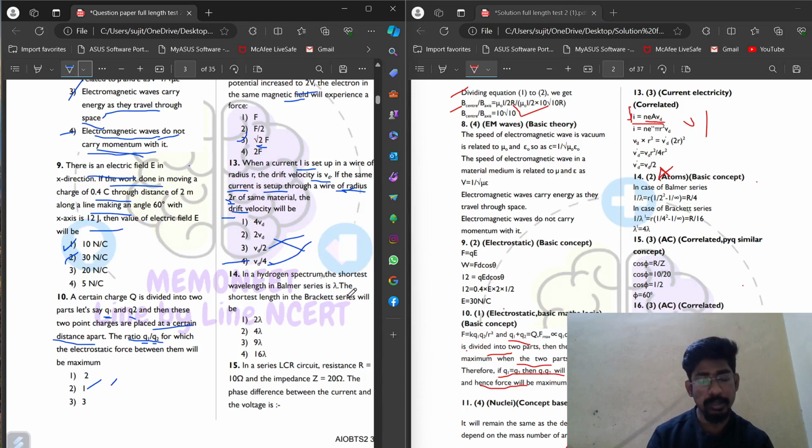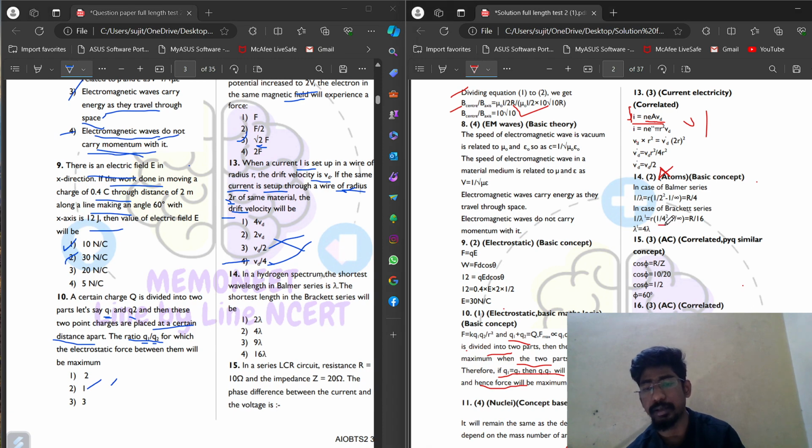Here it has been asked the shortest wavelength in the Brackett series. In the Brackett series n starts from 5. If you arrange the series, you will get Lyman, then Balmer, then Paschen, then Brackett. In the case of Brackett, the formula is 1 by lambda equals capital R, that is the Rydberg constant, into 1 by 4 square minus 1 by n square, where n starts from 5. In the case of the Balmer series, n starts from 3, right?